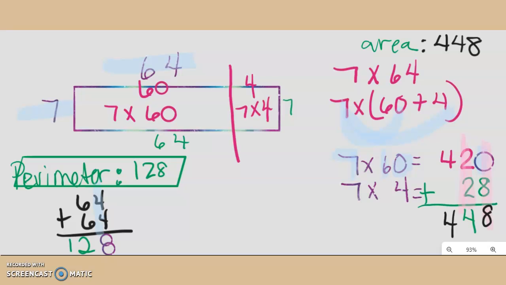Okay, so remember, stack your numbers on top of each other vertically. Do not do them horizontally. I'm sick of seeing horizontal math.